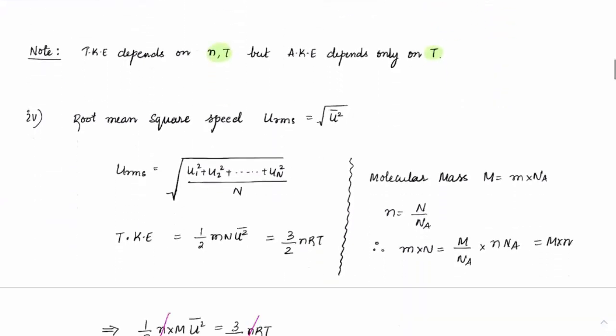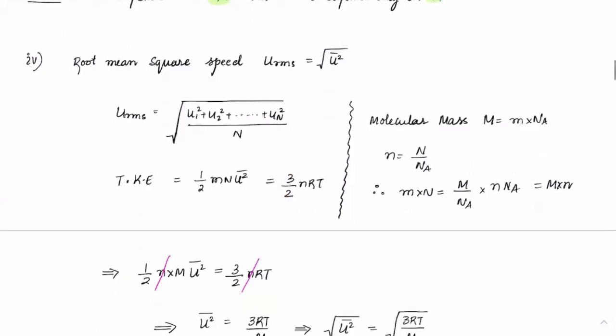Okay. And now coming to the root mean square, URMS can be represented as the root of the mean square speed, correct? So these are the summation of all the squares divided by n, which gives us the mean. So total kinetic energy is written as half m n u square, which is equal to 3 by 2 nRT. We just derived this earlier. Now I can write this 3 by 2 nRT is equal to half m n u square. If you check it out here, this n will get cancelled.